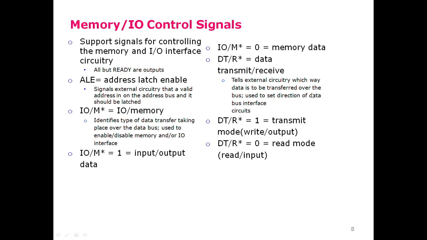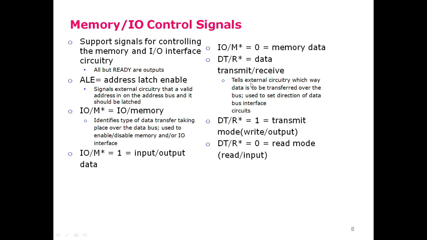Similarly, there is another control signal called data transmit and receive. It is used to tell whether the data is being transmitted or sent, or if the data is being received from the external memory and input and output devices. So it tells the external circuitry, which can be bidirectional transceivers or unidirectional buffers, which way data is to be transferred over the bus. It is used to set the direction of the data bus interface circuits.